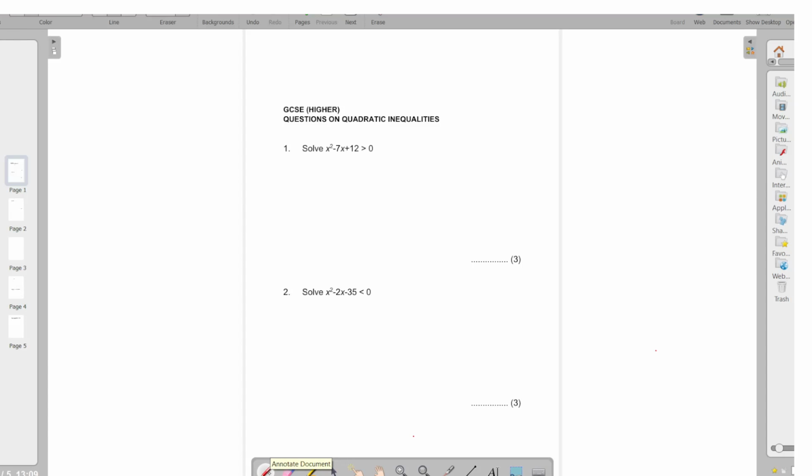This is on quadratic inequalities. We have got 9 questions, so let's look at one by one. Question 1, x squared minus 7x plus 12 is greater than 0.